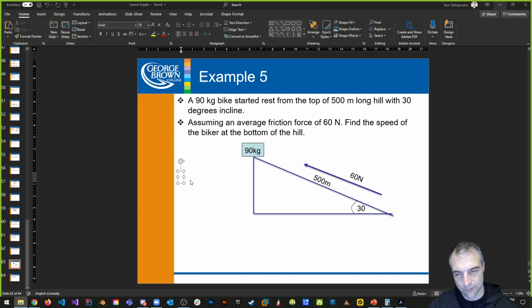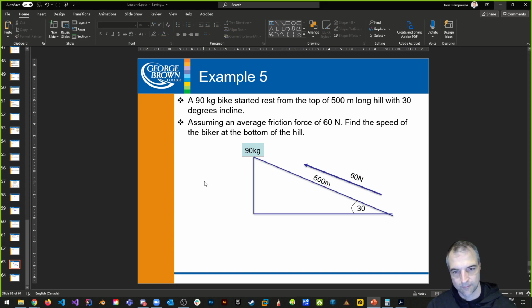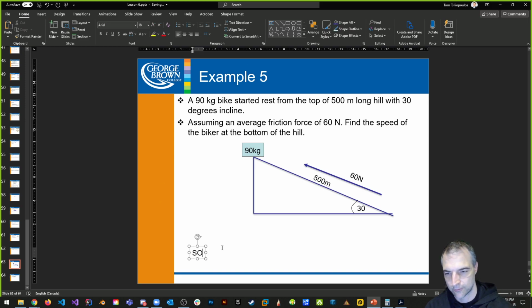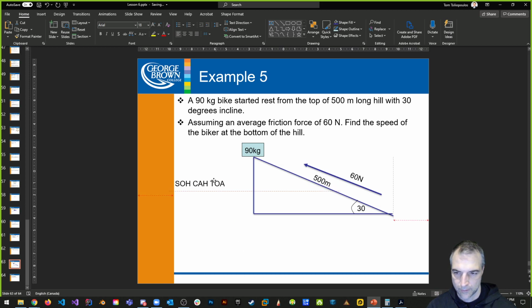How do I get, what's the relationship, right? It's opposite over adjacent, right? Opposite over adjacent, right? SOHCAHTOA is what I like to use, right? I always think about SOHCAHTOA.